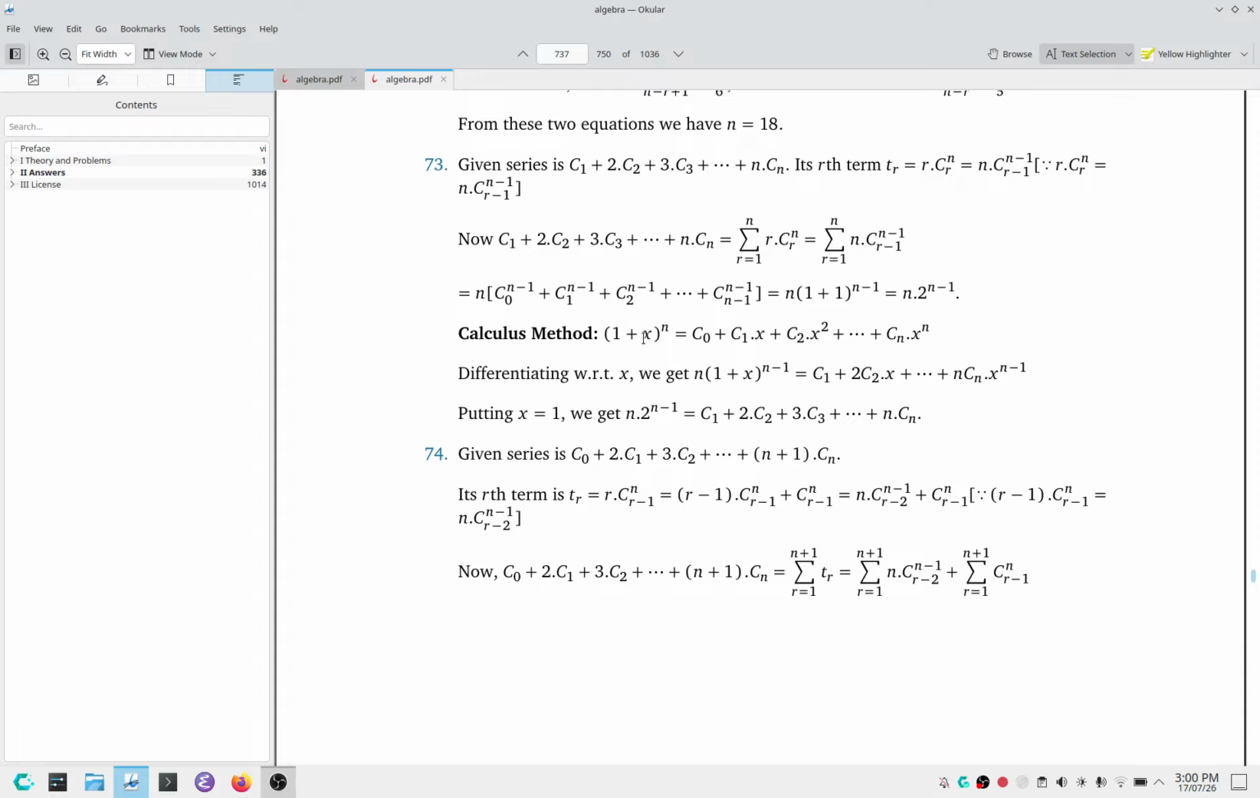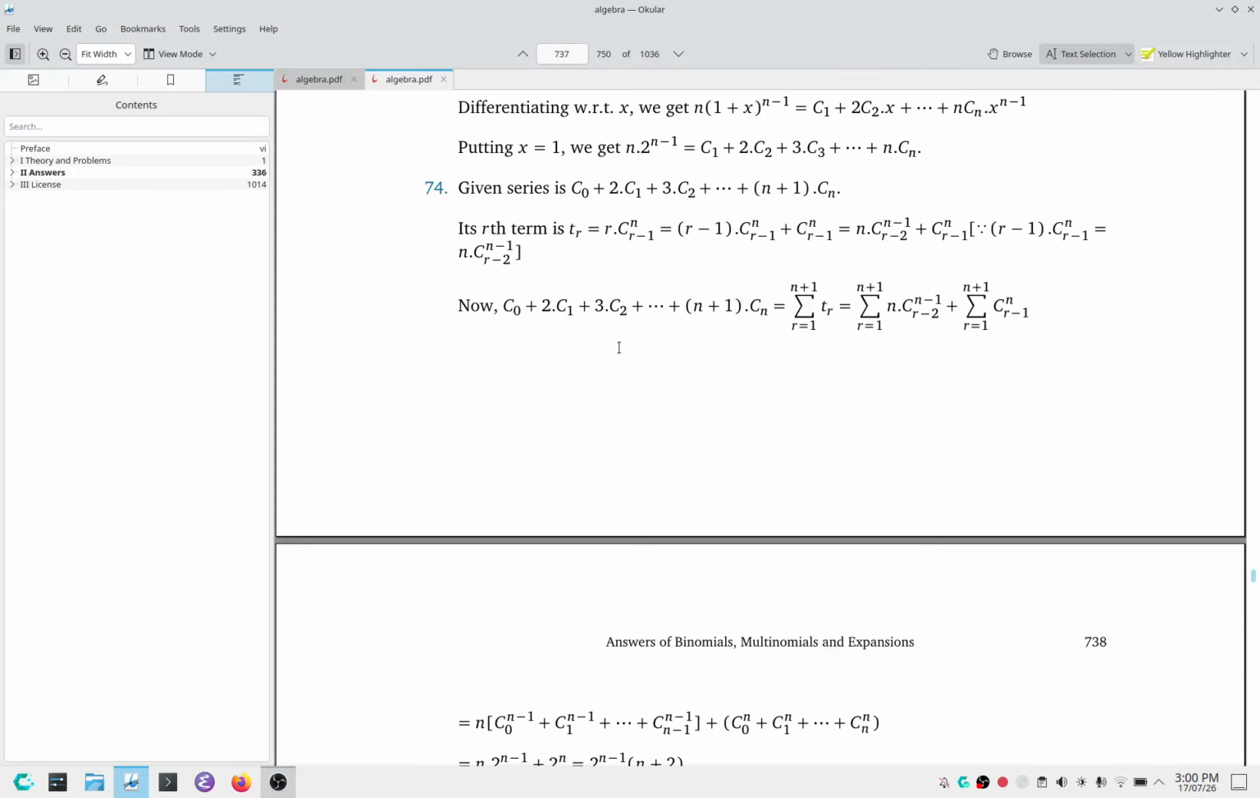If you are a calculus student and you know calculus, then you can write that (1 + x)^n is equal to C0 + C1x + C2x² and so on up to Cn x^n. Differentiate with respect to x, you get n times (1 + x)^(n−1) is equal to C1 + 2C2x up to nCn x^(n−1). Put x is equal to 1. You get the required series.